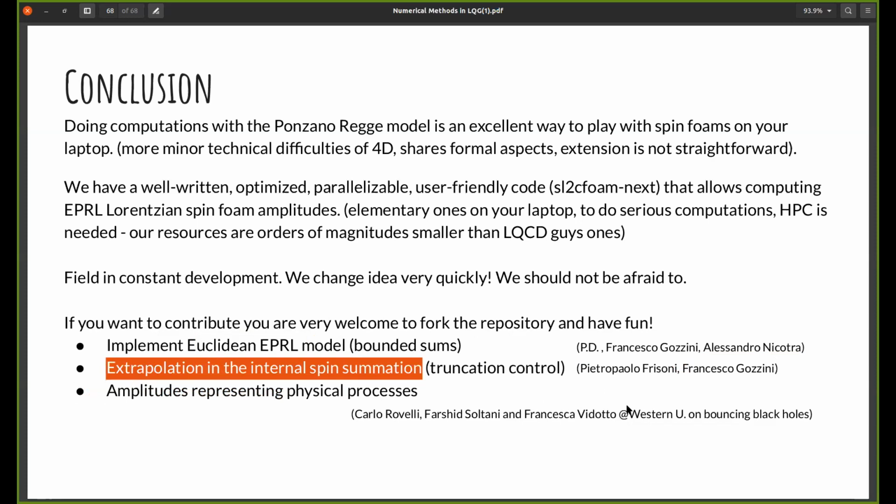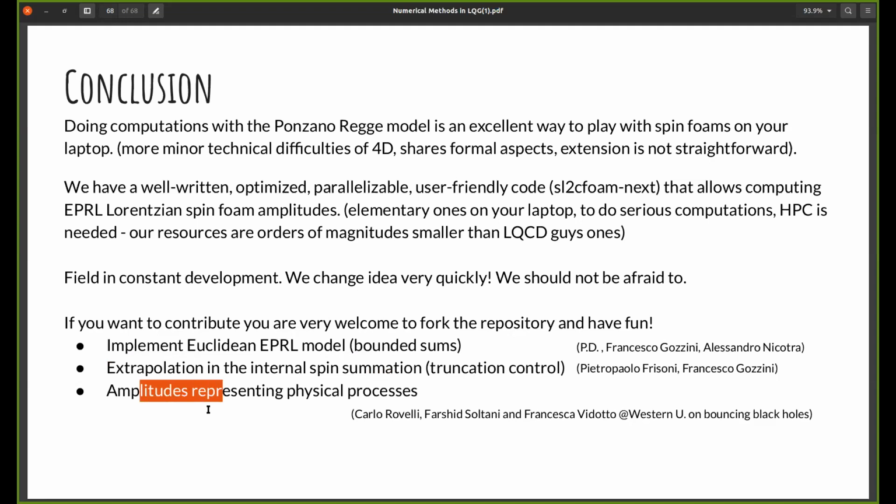And now that the code is ready, we need amplitudes representing physical processes to compute. So don't be shy to make propositions of things to compute. In particular, I know that Carlo Rovelli and Farshid Soltani at Western University, and probably Francesca Vidotto, sorry, are using the numerical codes to do computations on bouncing black holes. And that's more or less everything I wanted to tell you about.